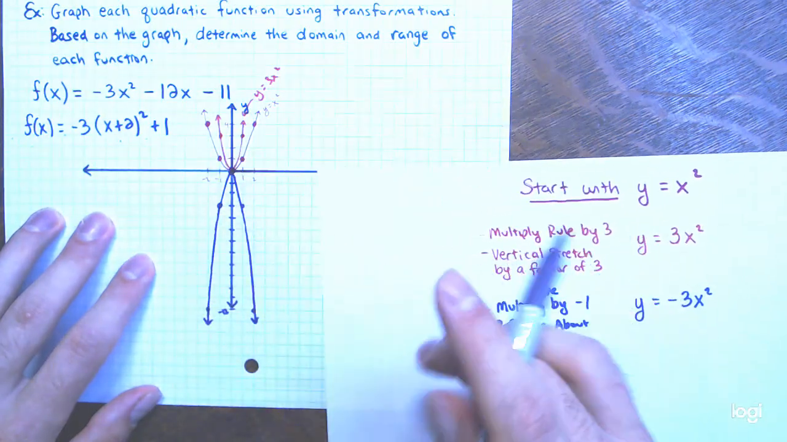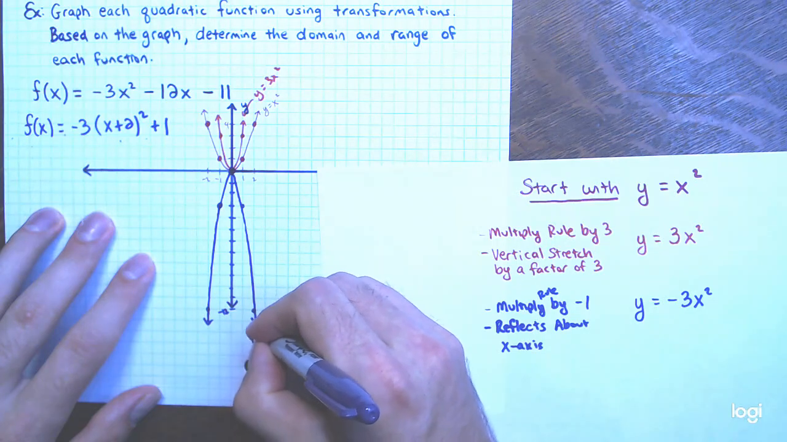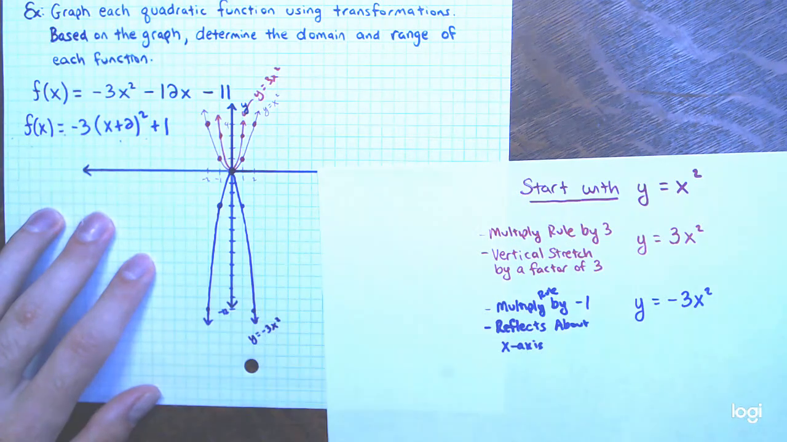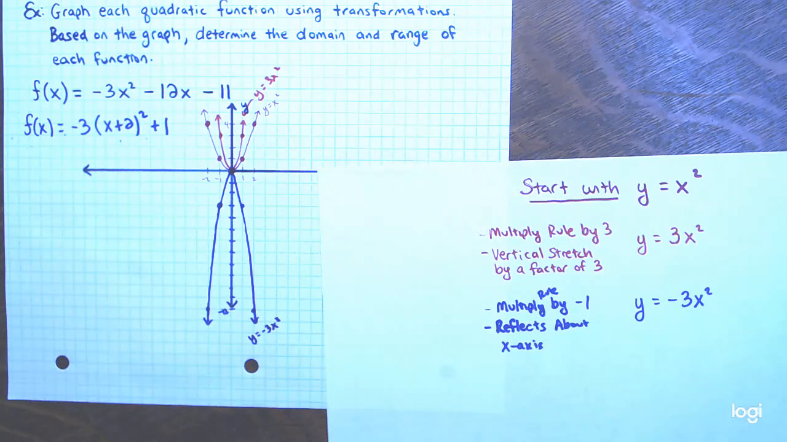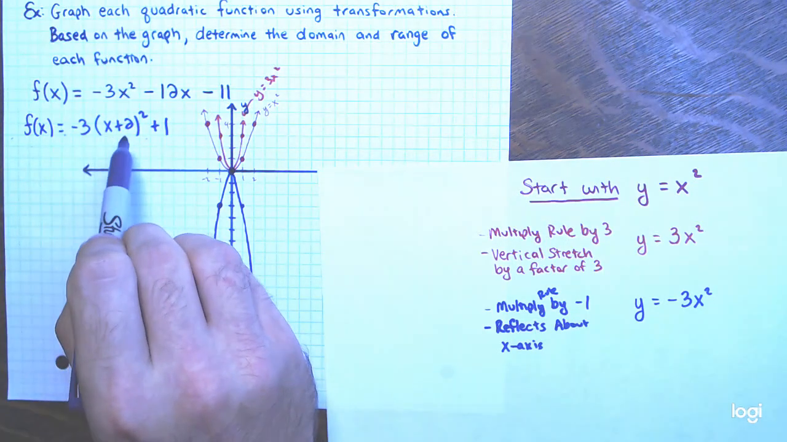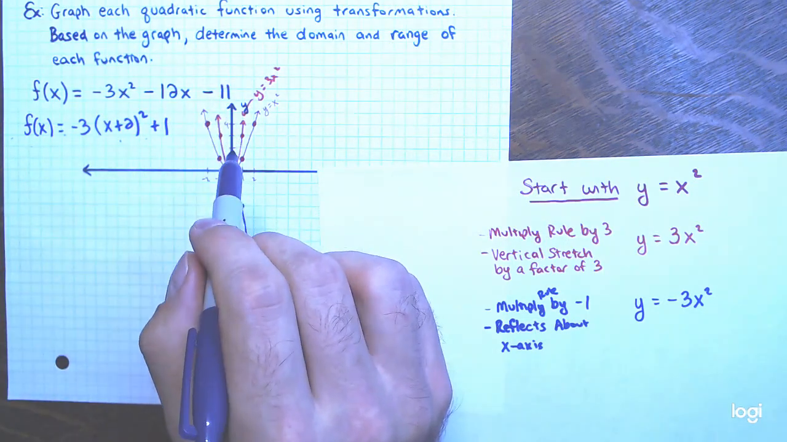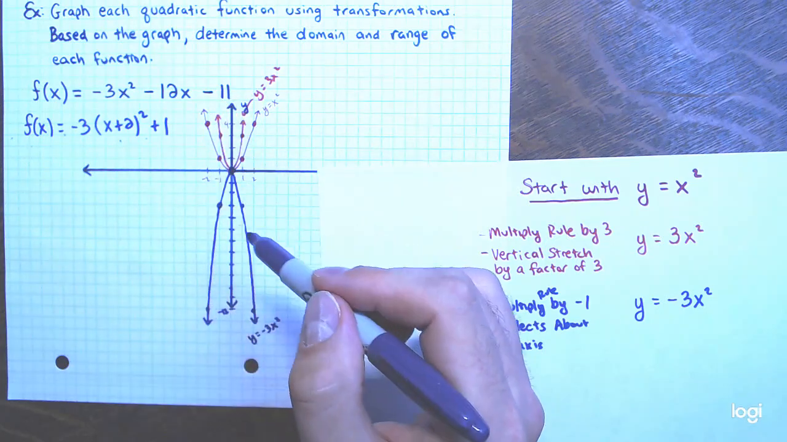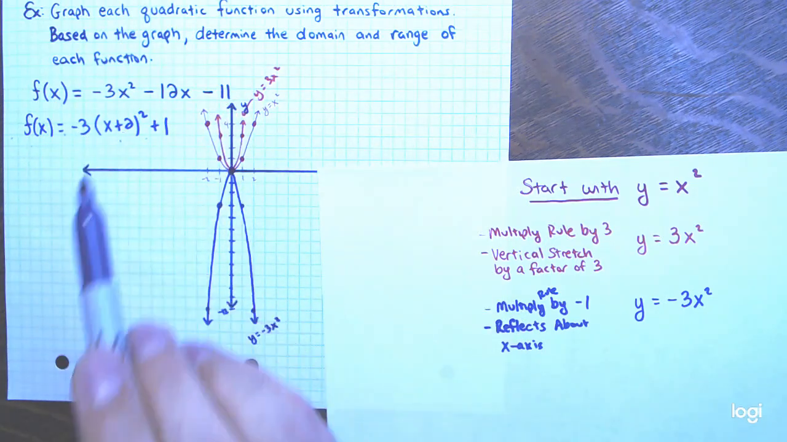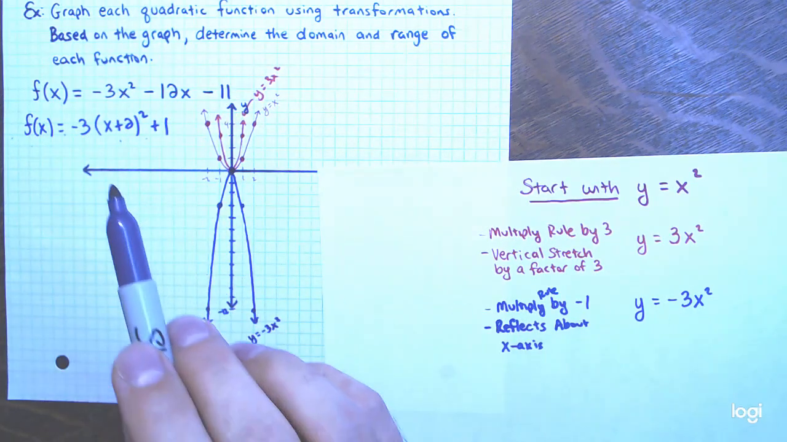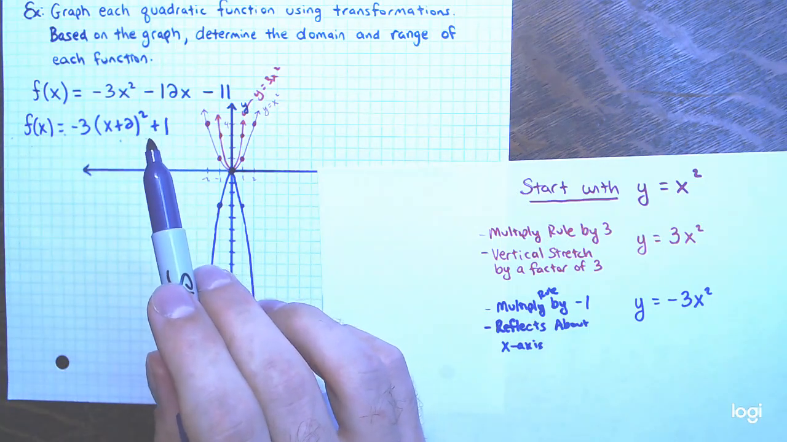Right. There's y equals negative 3x squared. Okay, now that takes care of the vertical stretching and the reflection, this number -3 in front of the square. Now I can do the addition parts.